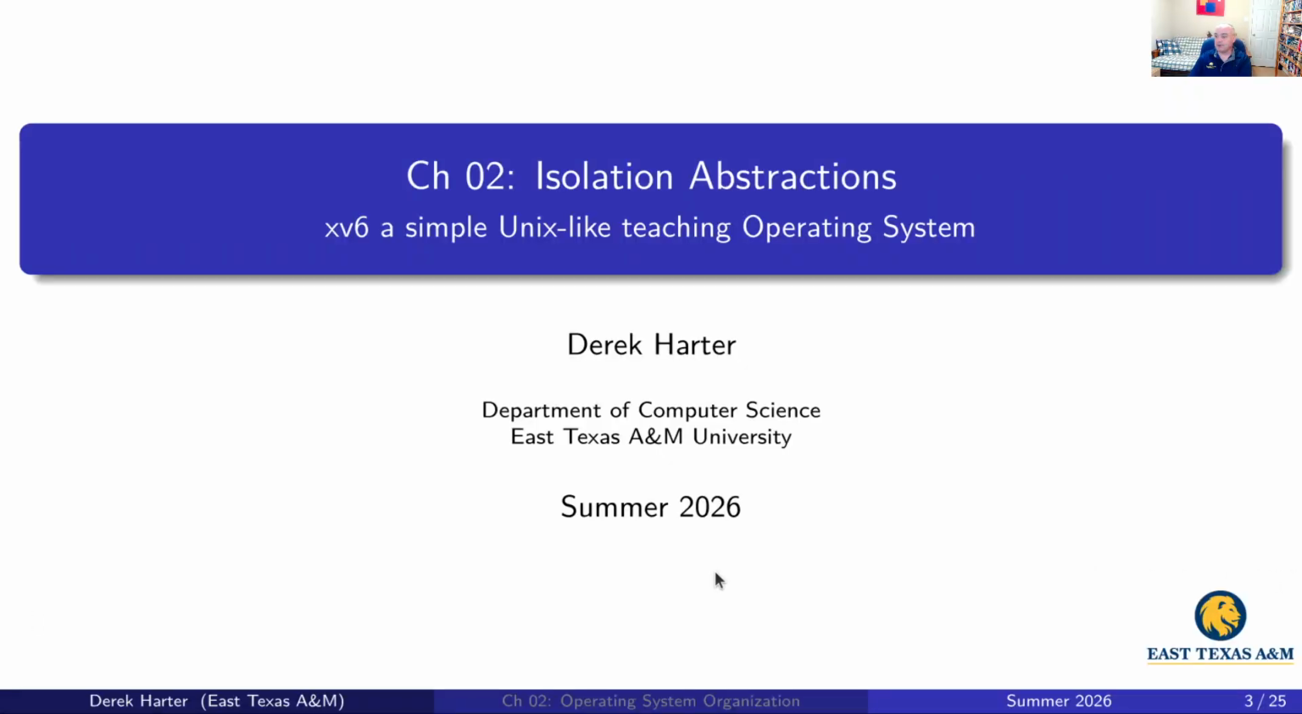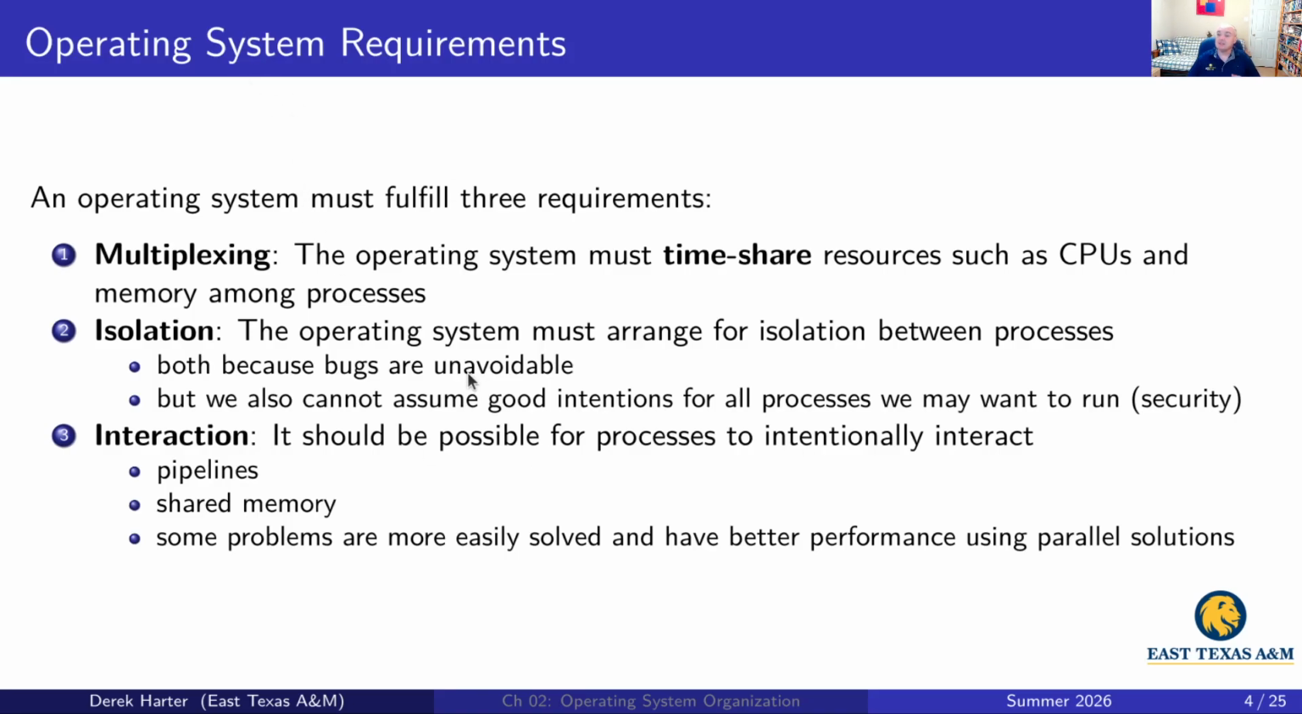So the first part of our textbook is about isolation abstractions, about abstractions in general. This applies to any kind of operating system that's meant to be used for general purpose computing. So basically, most any general purpose operating system must fulfill 3 requirements.